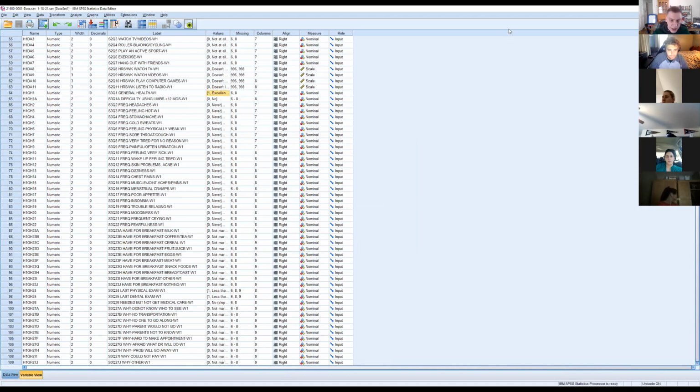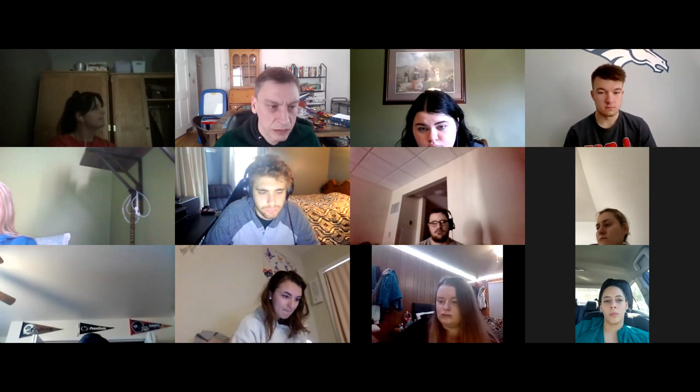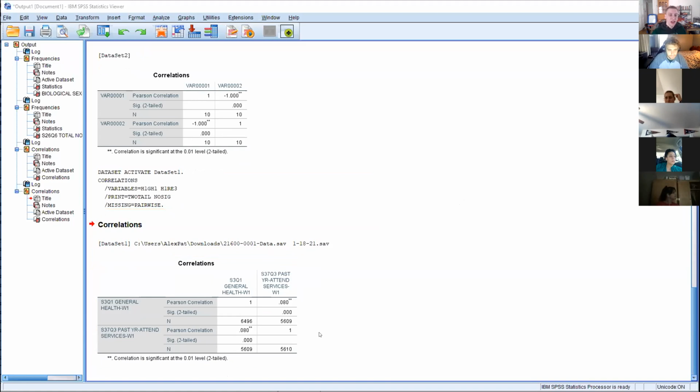And oops, let me stop sharing here and go to the, okay. So here you should see the output, the correlation is here. We have a correlation of general health and attendance at religious services. It's a correlation of a positive 0.080. Okay. And so it can be interpreted as health improves, so does attendance at religious services, or as attendance at religious services improves, so does general health. So it's positively correlated, meaning if you're high on one scale, you tend to be high on the other scale.